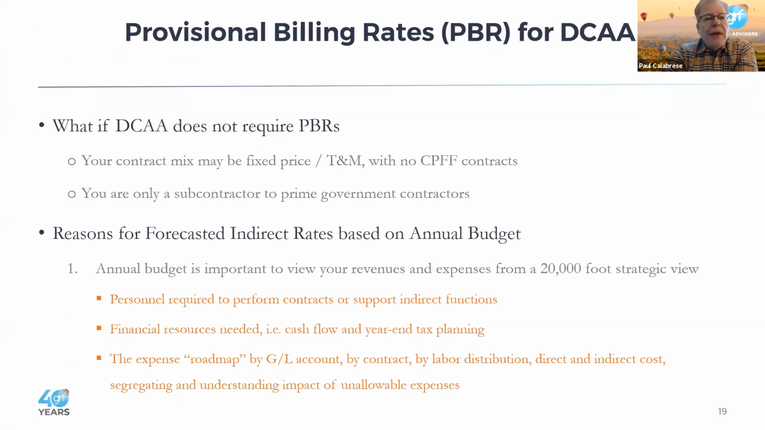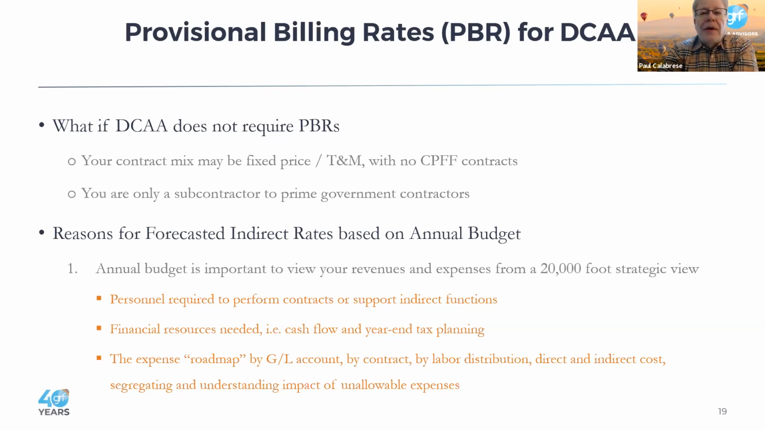So we need to have, and I'll talk in a minute about the need for an annual budget. I have seen a few government contractors that are under 10 million that have the discipline to prepare one, but unfortunately most don't. And so, you know, there's a need for that. But before I get to that, I just want to say, what if you don't hear from DCAA? Not that you want to not hear from them, but it may be because you have only fixed price or time and material and no CPFF contracts. And so in a sense, you're not on their radar.